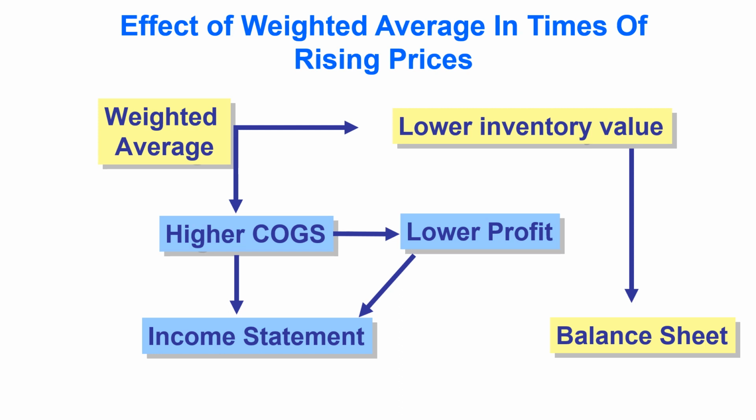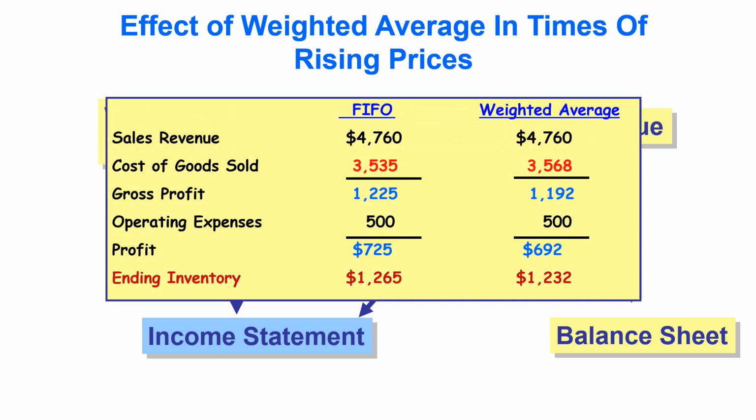Now, to illustrate this, let me compare FIFO with average. So the sales revenue in FIFO and average methods are the same, 4,760. Now the cost of goods sold under FIFO is $3,535. Compare that with the cost of goods sold under average method, which is $3,568, $33 more. So you can see that FIFO has a lower cost of goods sold, therefore it will give you a higher gross profit of $1,225, and weighted average gives you a lower gross profit of $1,192.